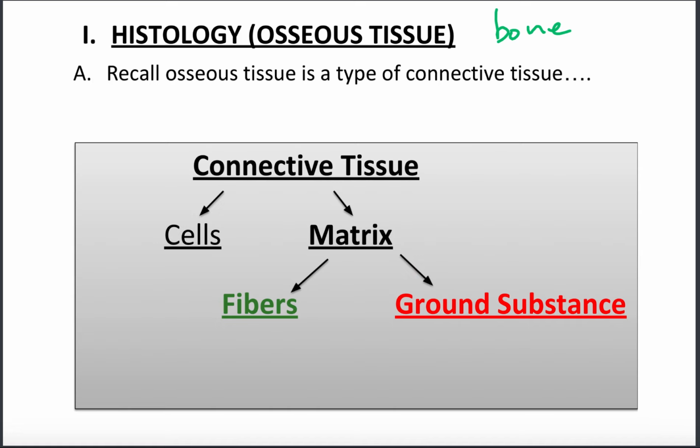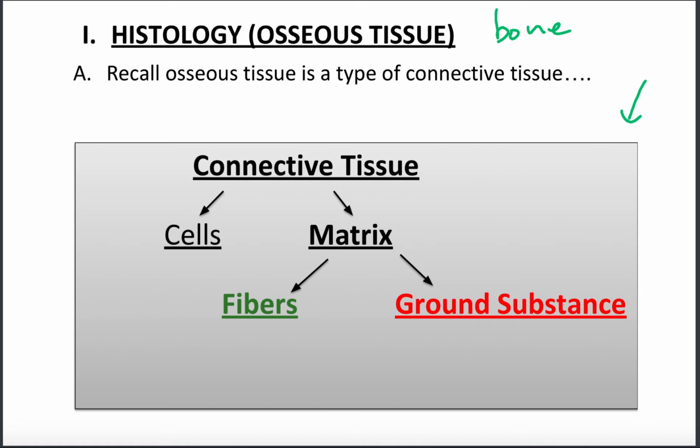Now, recall osseous is a type of connective tissue, and I really encourage you to write this flow chart down to help you remember what are the elements of connective tissue. So, unlike the other types of tissue, nervous, epithelial, connective, and muscular, unlike the other three, connective tissue is the stuff that isn't cells is almost as important as the cells themselves. In fact, arguably more important in some ways.